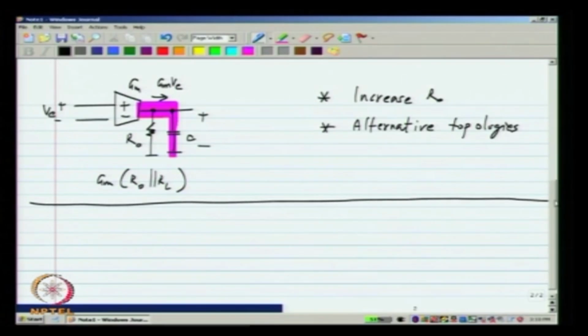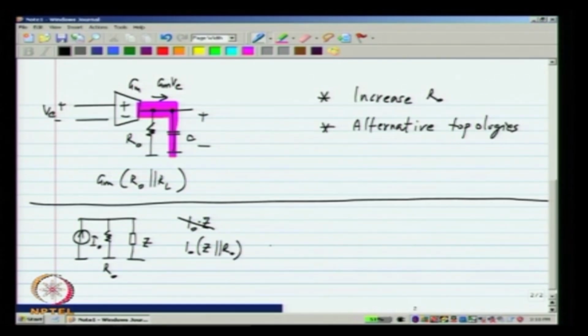Now, that is a well known problem which also has a well known solution. The problem basically is that let us say you had a current I naught going into an impedance Z, and the current source has some internal output resistance R naught. What happens is a part of this current will go into that. Okay. So, the output voltage instead of being I naught times the impedance Z will be I naught times Z parallel R naught.